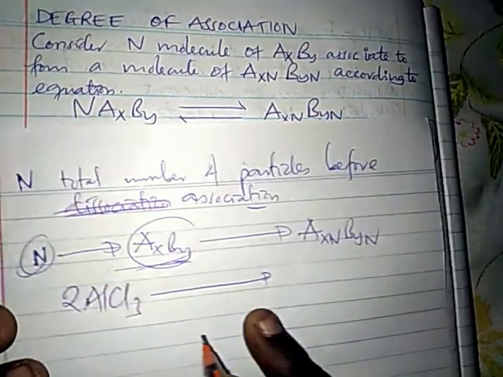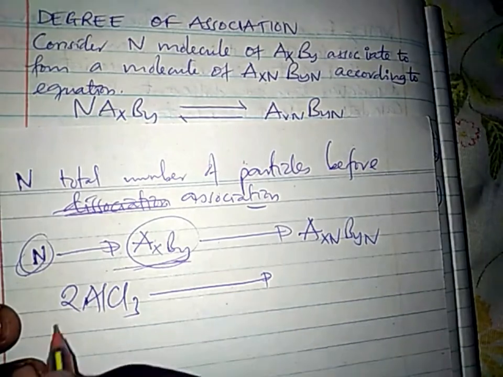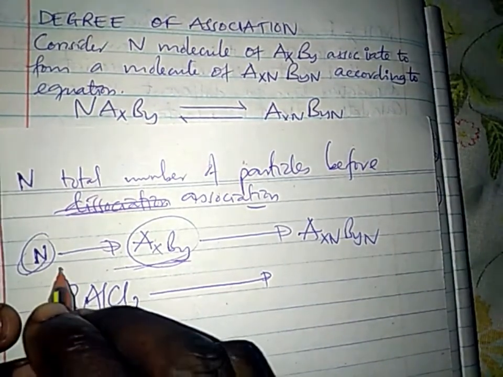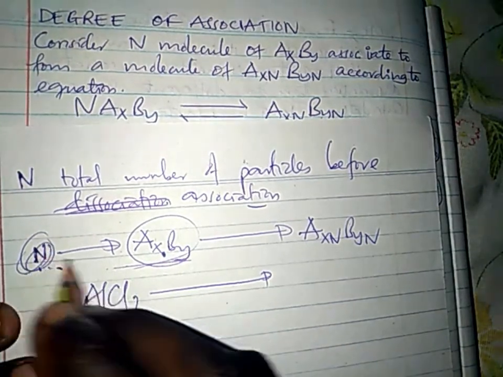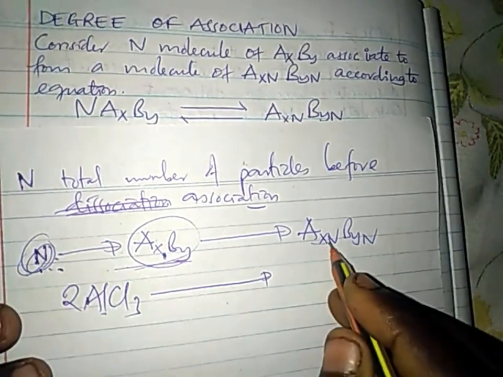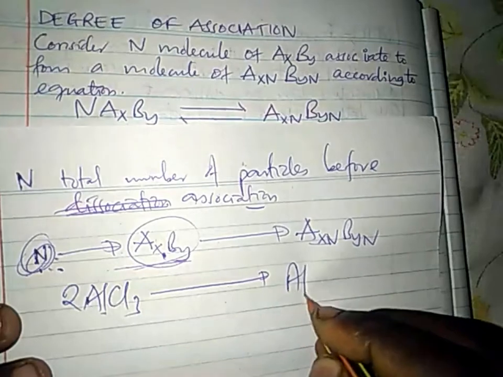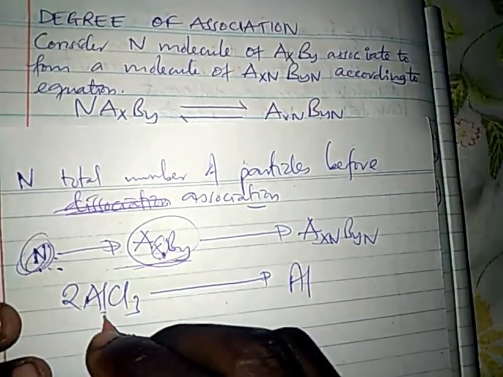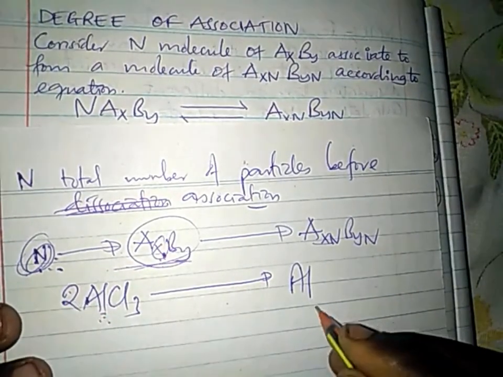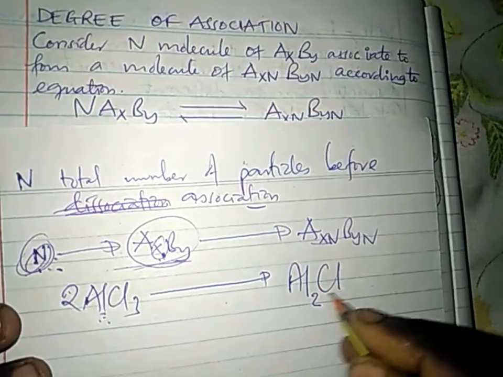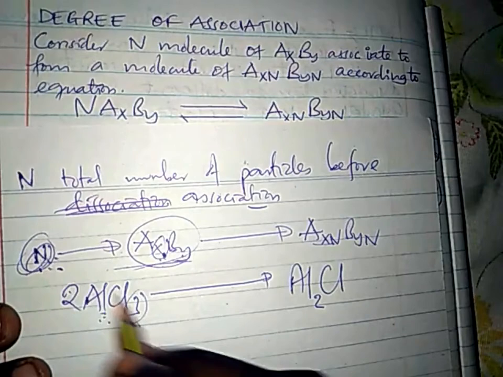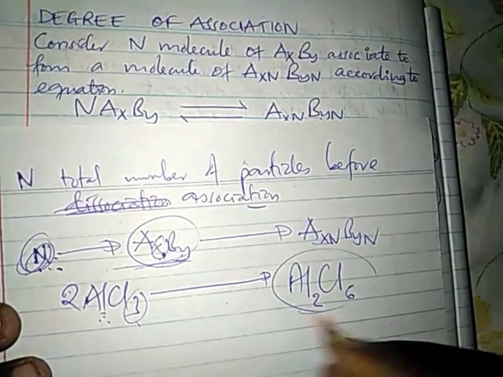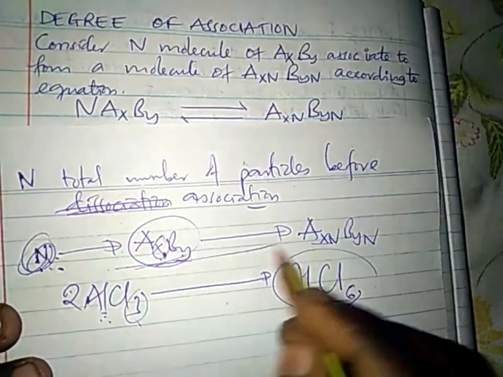Hizi hapa zilivyo associate zikatengeneza nini? Maana yake 2 ikahamia hapa. Unaona hii n itahamia hapa. Unaona? So 2 ndo hii n itahamia hapa, itakuja kwa nini? AXN. So itakuwa aluminium, X ndio ilikuwa ngapi? Kwa hapa ni 1. X is 1 here. So 2 itahamia hapa. Unaona? Then chlorine YN. Y hapa ni ngapi? Ni 3. N it's 2. So inakuwa ngapi? 6. So that's the concept ambayo inatumika hapa.